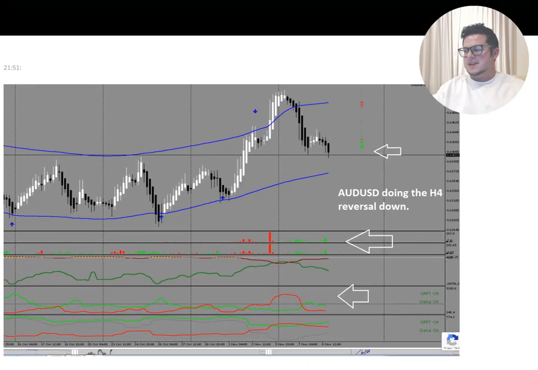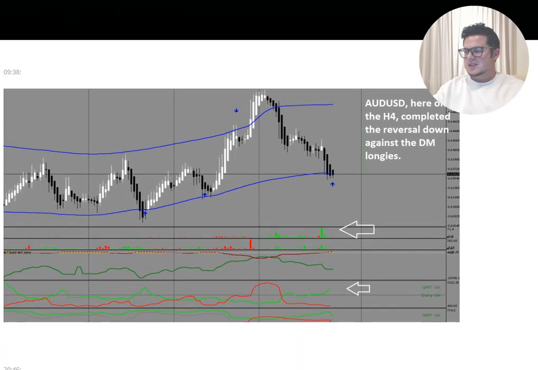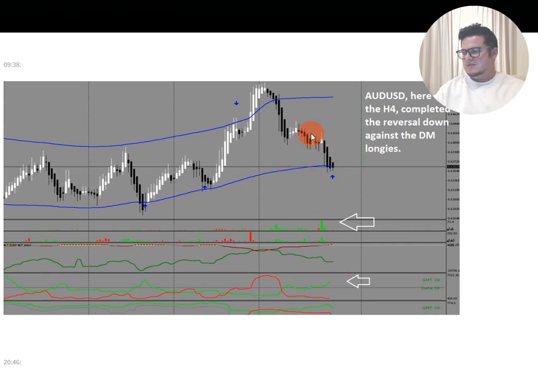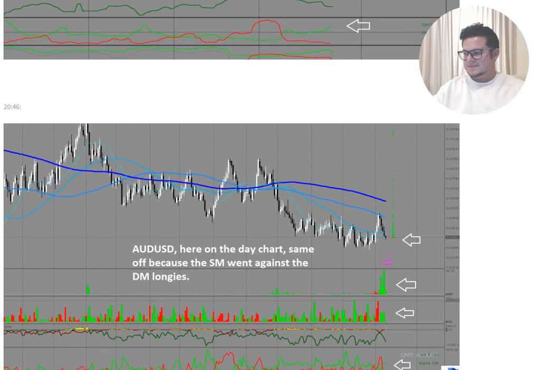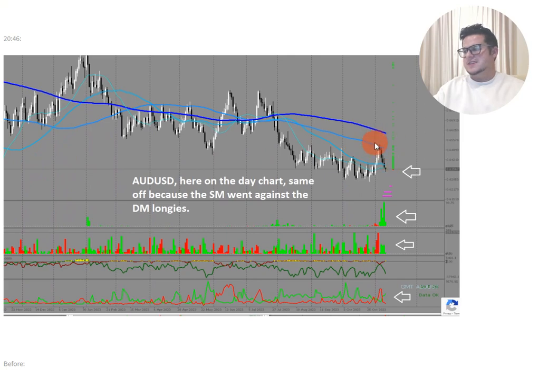Longies kept on buying, so of course they let the price go down all the way to the opposite channel band. Okay, expanding longies, so boom, down we go. Of course, on the day chart you can see nicely how they took the highs, the moving average, and then at the dumb money switch, boom, they went down again, trend resumption.